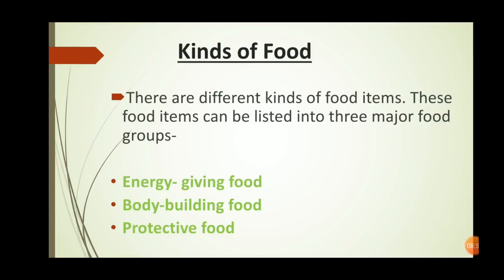Children, we eat different types of food items. Different food items carry different nutrients which are important for our body. These food items can be divided into three groups: energy giving food, bodybuilding food, and protective food. Now we will discuss it one by one.